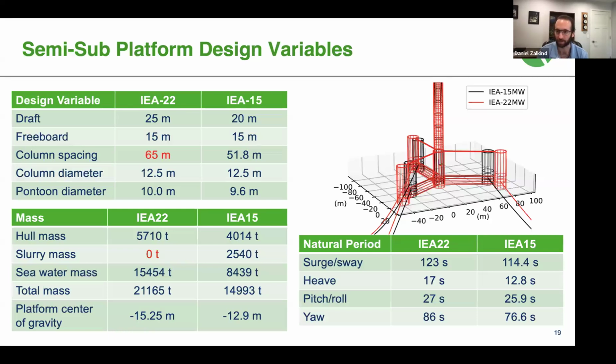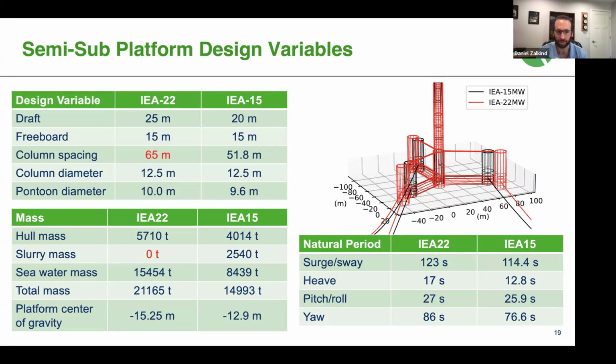We got some feedback that this was a really large platform and there aren't a lot of ports that may be able to tow it out, but that's what was needed in order to keep the platform offsets below the constraints that we needed. It was interesting that the column diameter settled down to the same value, and we kept our pontoons at a standard 10 meters.